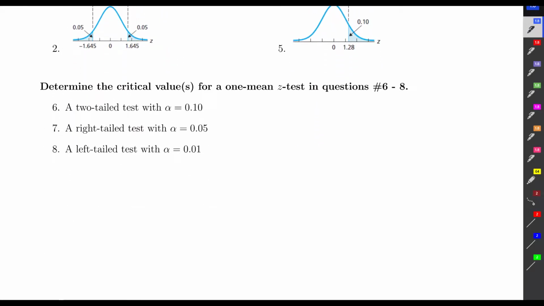For 6, 7, and 8, determine the critical values for a one mean z test in questions 6 through 8. So a two-tailed test with alpha. Remember here you want to look at z sub alpha over 2. Number 7 is z sub 0.05, and a left-tailed test is negative z sub 0.01. So it's going to be a negative z score. And then number 7 should be a positive z score. And then number 6, you should get a negative and a positive z score.